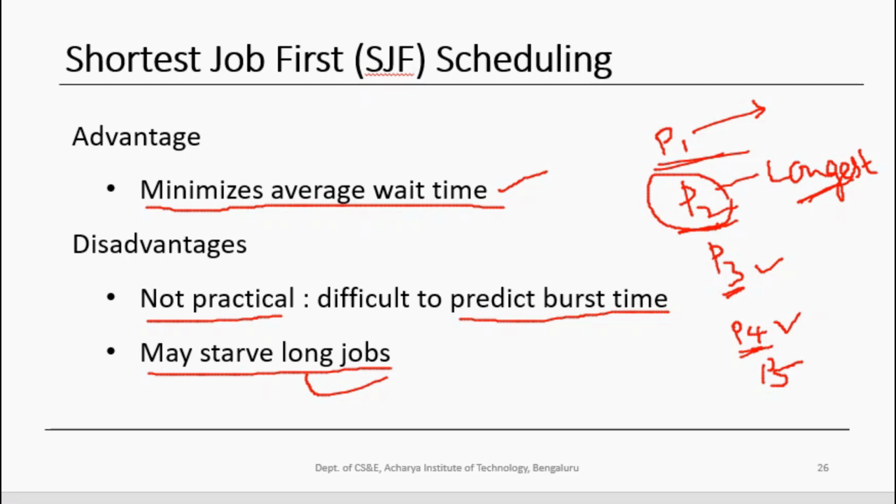We will discuss the next scheduling algorithm in the next lecture.